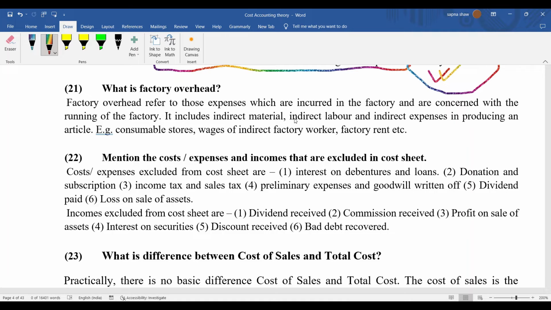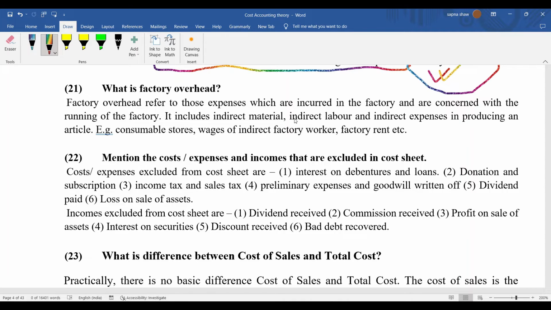Among the indirect expenses, those expenses which are incurred on the factory are called factory overhead, and those indirect expenses which are incurred on the office will be called office overhead. Understood? These two are indirect expenses, whether incurred on the factory or on the office. But if it is incurred on the factory, it is called factory overhead.